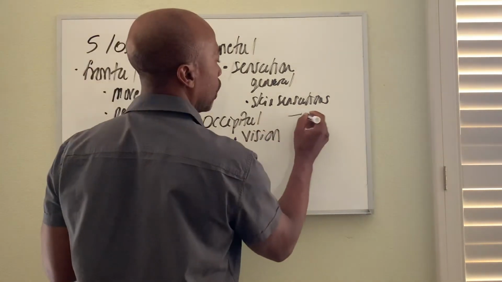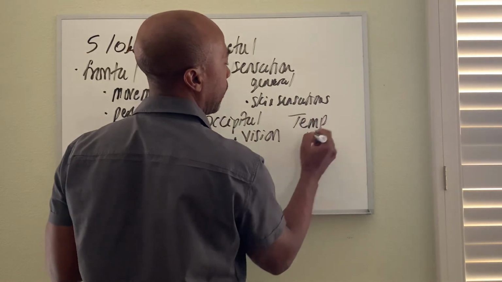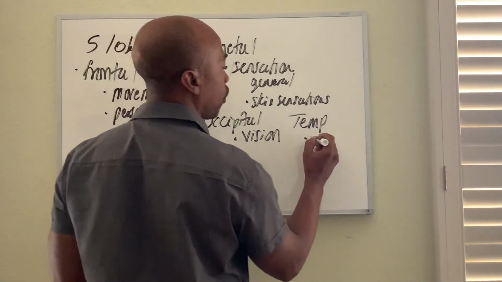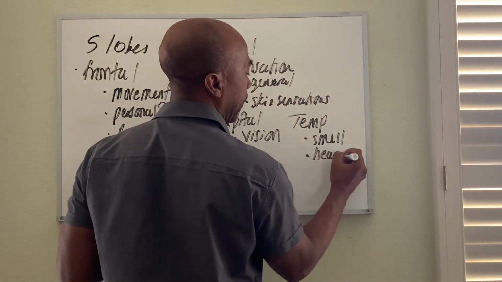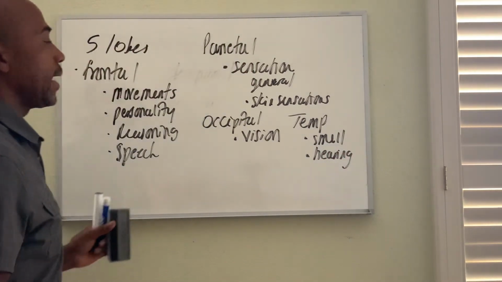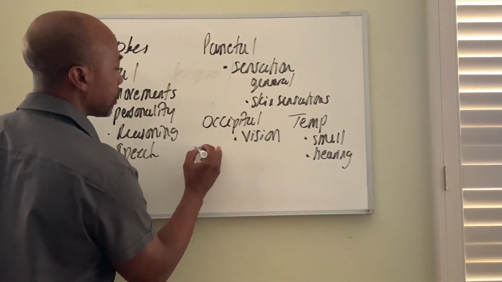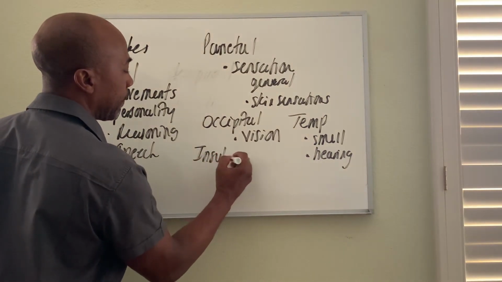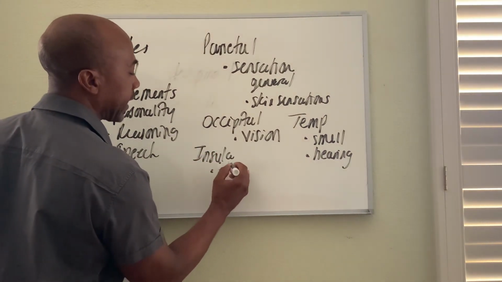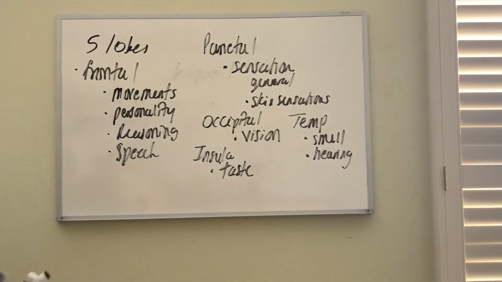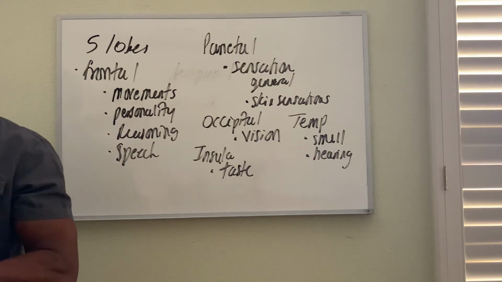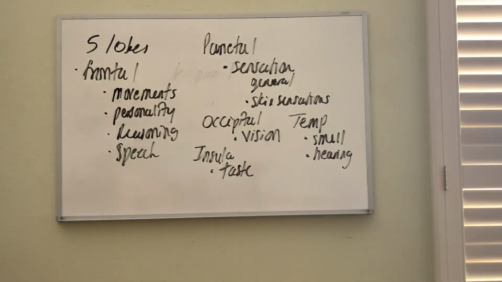Your temporal lobe is used for smell and hearing. And your insular lobe is used for taste. This is the main thing that we know about it. So please know the 5 lobes and what they are generally responsible for.